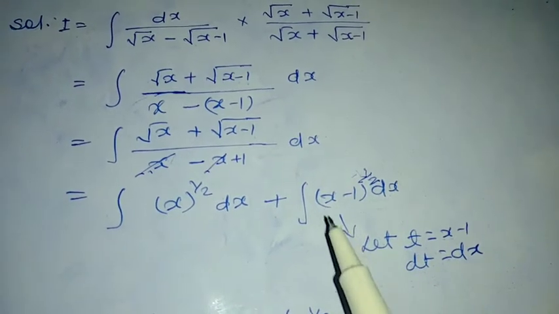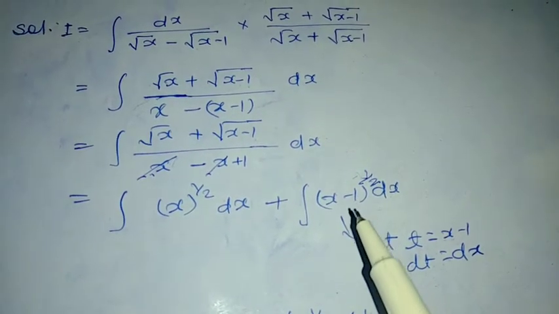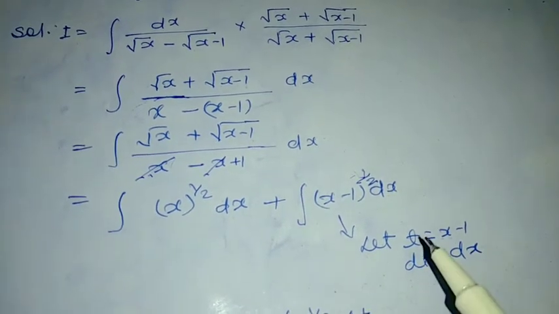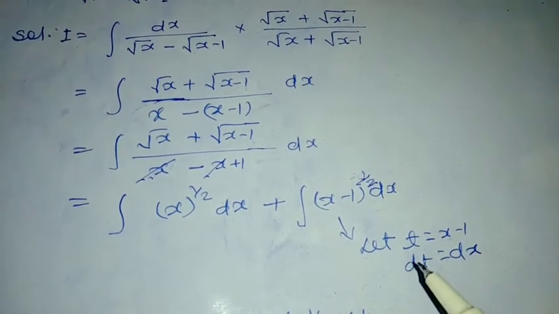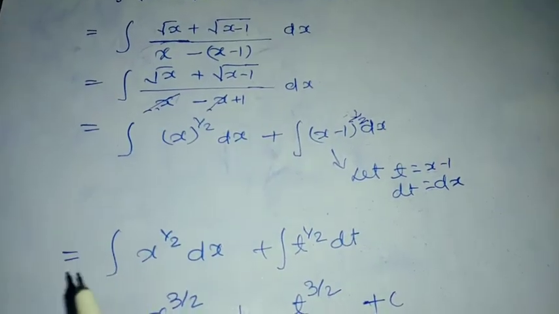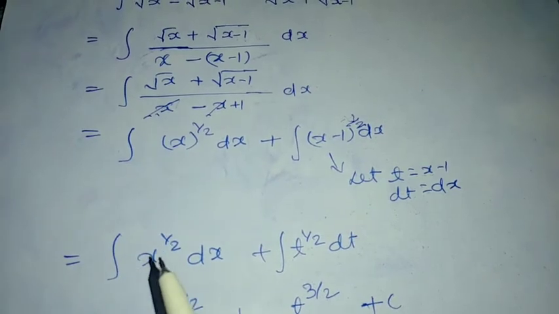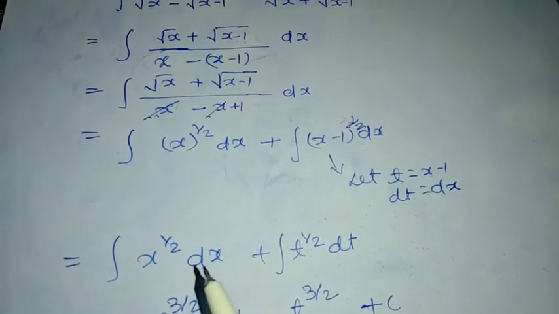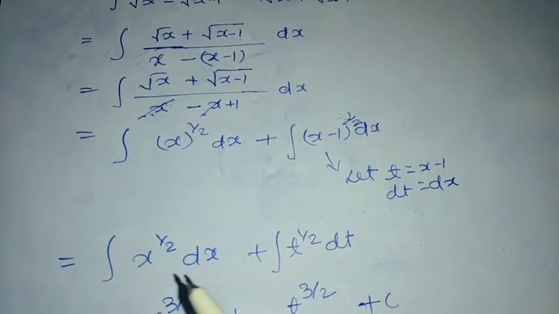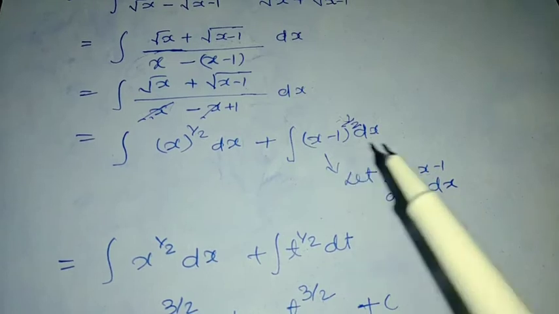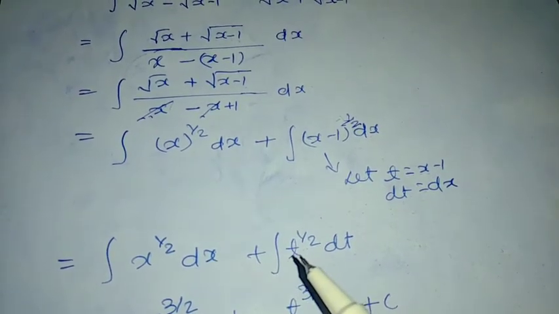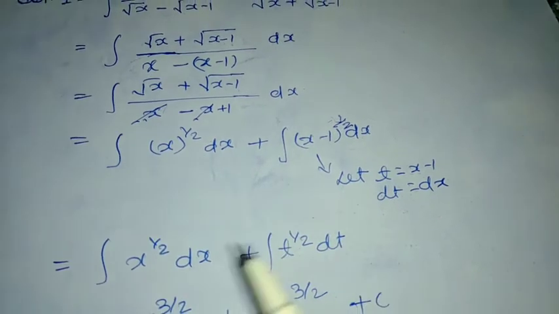So we can take x minus 1 as t, so t is equal to x minus 1. By differentiating, dt is equal to dx. In the next step you can see we have written integration of x raised to the power half into dx, just as it is, and next this one we have written plus integration of t raised to the power half into dt.